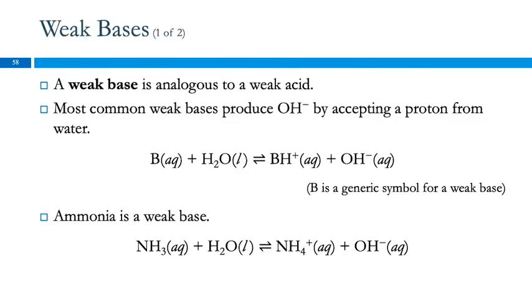And then we have weak bases, which are like weak acids, and these do not ionize or dissociate completely. The most common weak bases produce hydroxide by accepting a proton from water. So they don't actually have hydroxide in the formula. So we often will use the letter B to just represent a base, generic symbol for a weak base. So a base plus water, bases accept protons. So the base is going to accept a proton from the water, and that leaves the water as a hydroxide ion.